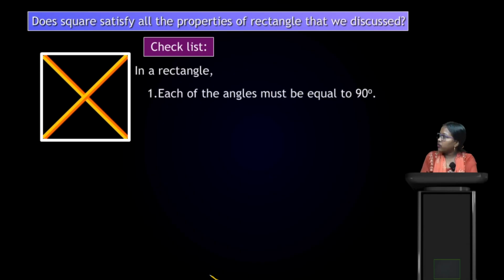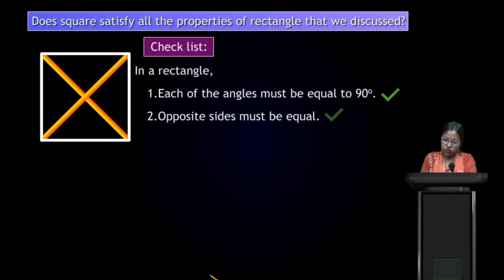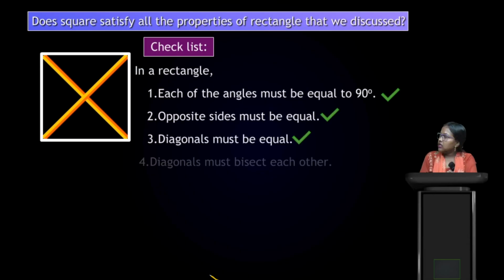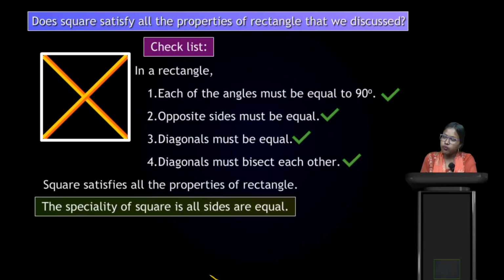In a rectangle, each of the angles must be equal to 90. Yes, we got all the angles 90 degree in a square also. Two, opposite sides must be equal. Yes, in a square also opposite sides are equal. Option 3, diagonals must be equal. Yes, in a square also diagonals are equal. Option D, diagonals must bisect each other. Yes, diagonals are bisecting each other. That means this square fulfils all the properties of a rectangle.